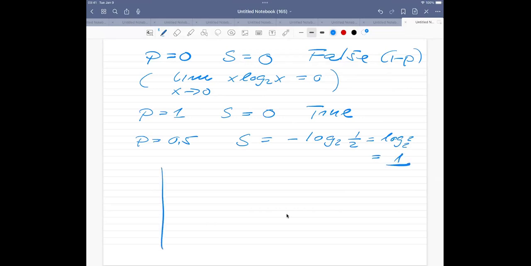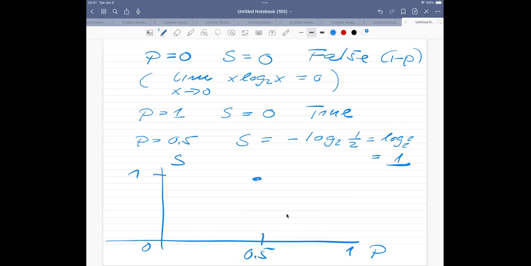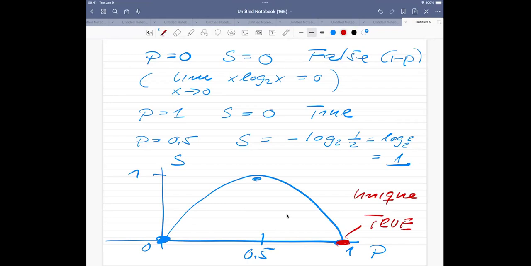So if I make a plot now of my entropy from 0 as a function of P from 0 to 1, then I have 1 here, and this is 0.5. I have a maximum here, and it goes like this. So these 2 points, this is true. Only one state, unique. This is uniquely defined. This case here is false, and that's uniquely defined. There's only one possibility. So at the endpoints, it means that we know exactly in which state the system is.